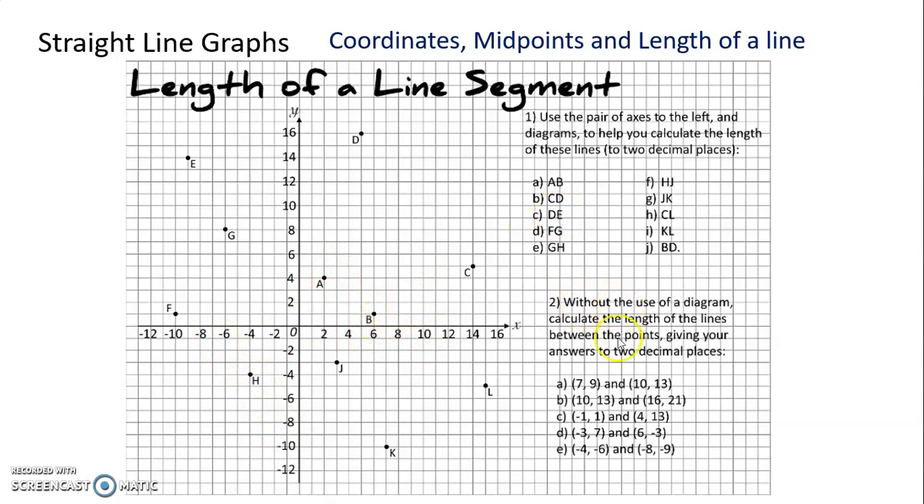Question 2 says without the use of a diagram. So the idea here is that you're practicing using the formula. Now I told you that I never use the formula. So if you don't want to use the formula, what you're going to have to do is sketch these points out for yourself and then use the same method as you've used over here. So I hope that all makes sense and we'll go through the answers for these questions next lesson.